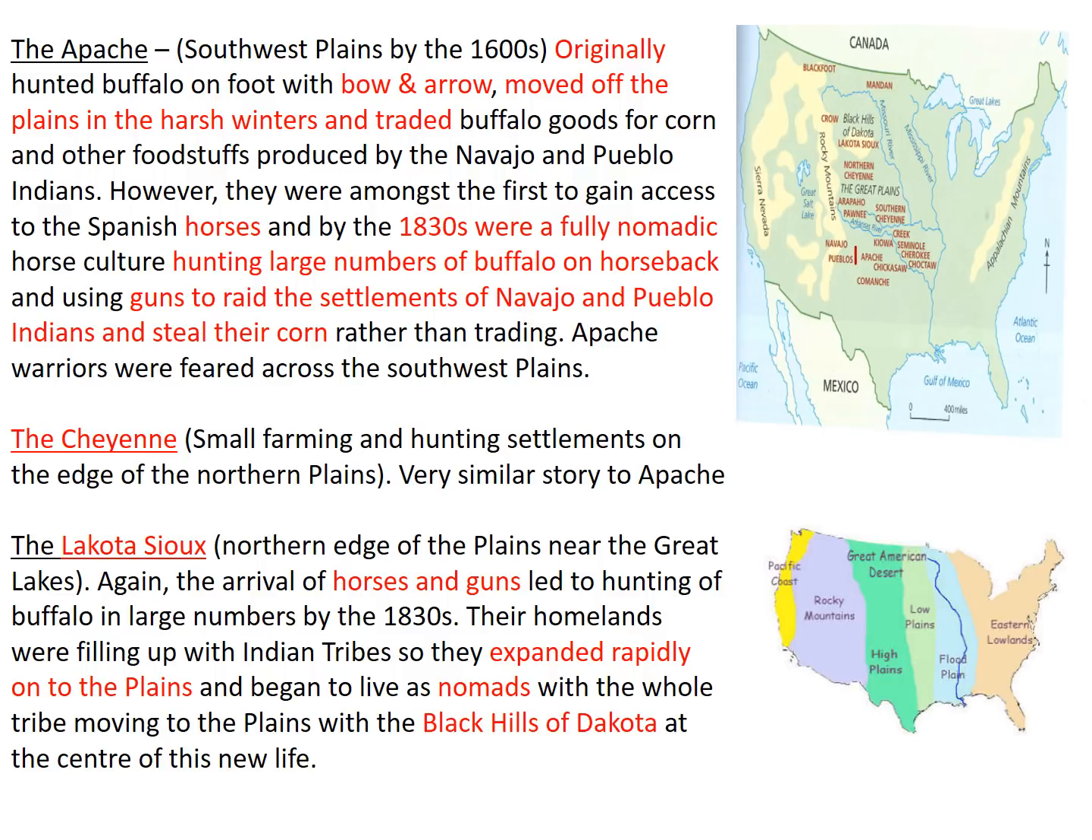Moving further north, and they're divided between the north and the south. Right in the middle here, we've got the northern Cheyenne and the southern Cheyenne. It's a very similar story, from farming and hunting settlements, now they move towards the more nomadic way with warfare. And we'll spend quite a bit of time on the Lakota Sioux further north, around the Black Hills of Dakota. Again, we've got horses, we've got guns, hunting buffalo in large numbers. They expand rapidly, begin to live as nomads, and they build their lives around the Black Hills of Dakota, as we can see marked on the map, which have an important religious significance.